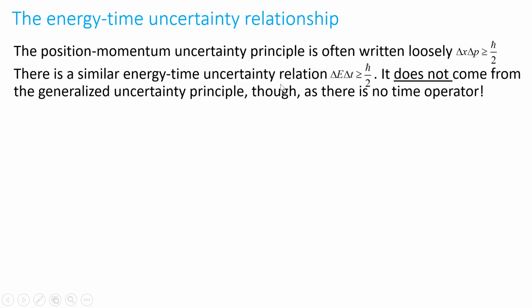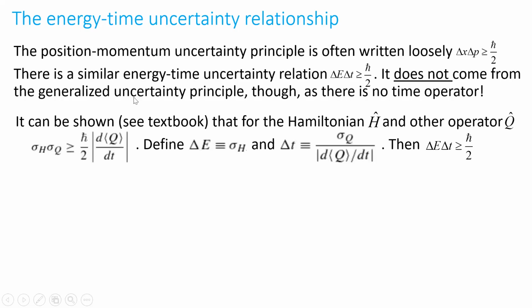It looks very similar. The reason for that is that there's no time operator. And if you look at the generalized uncertainty principle, it involves the commutator of two operators. So there'd have to be a commutator between an energy operator and a time operator. There is an energy operator, but there's no time operator, so we can't derive this from the generalized uncertainty principle. Nevertheless, it can be derived, and I won't give the whole derivation here. I'll just sketch it out and try to give some insight into what's happening here with an example.